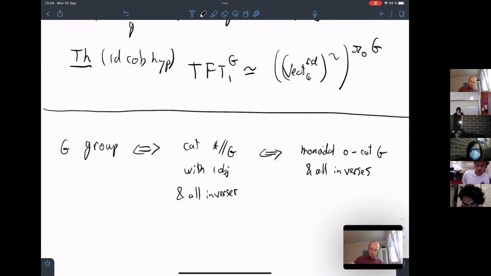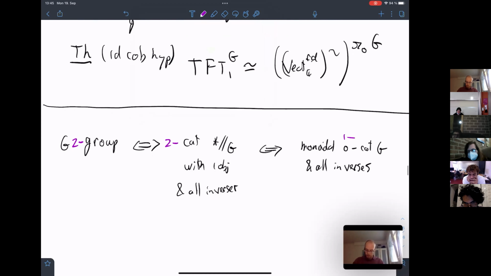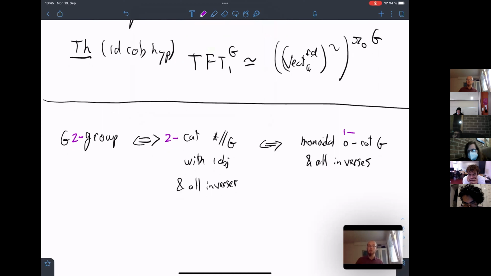And what's the definition of a 2 group right now? I just put a higher category level everywhere. So it's either a 2 category with one object and all inverses, or it is a monoidal 1 category, just a category with all inverses, including inverses under tensor product, both under tensor and composition.